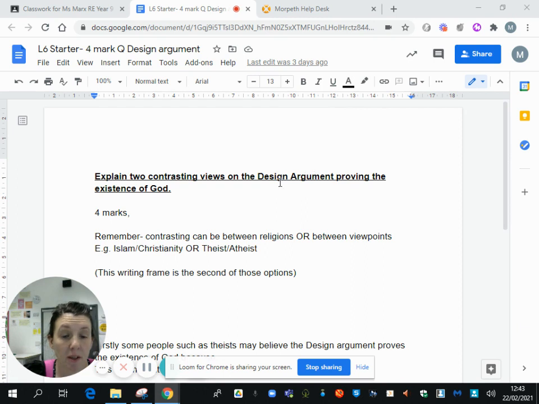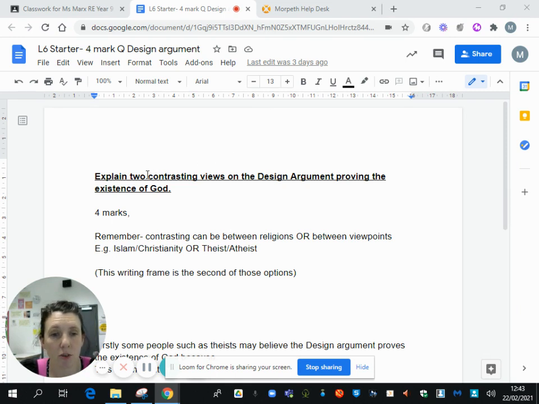Does the design argument, the argument that the world is so well designed, the universe is so well put together, there must be something or someone that put it together, it's so well designed, it must have had a designer. Does that prove there's a God, that things just fit so well together? Does it prove that there's a God or not?